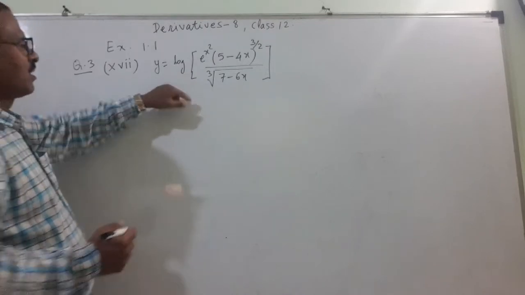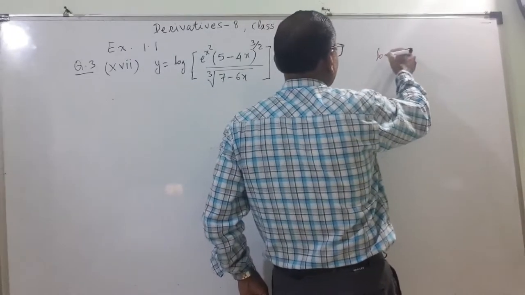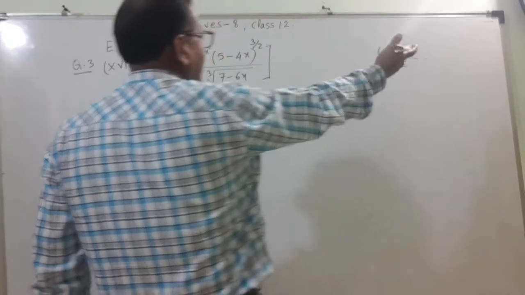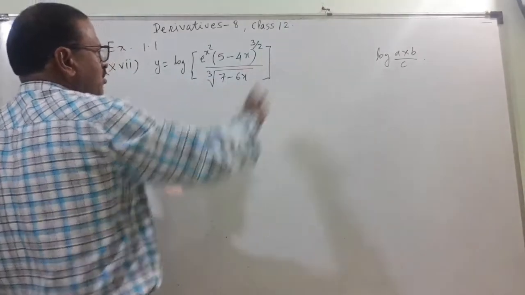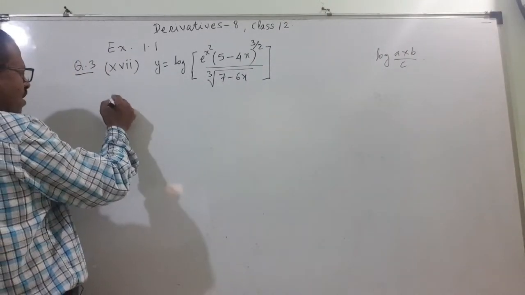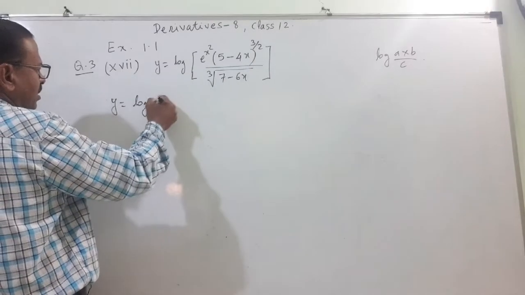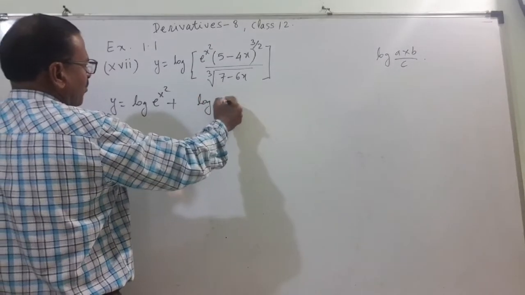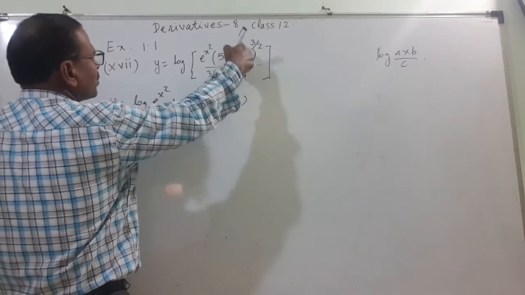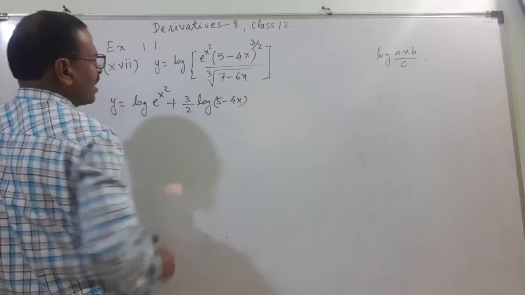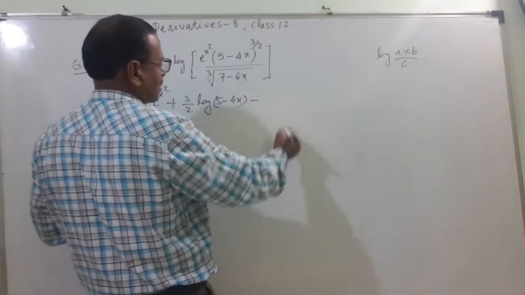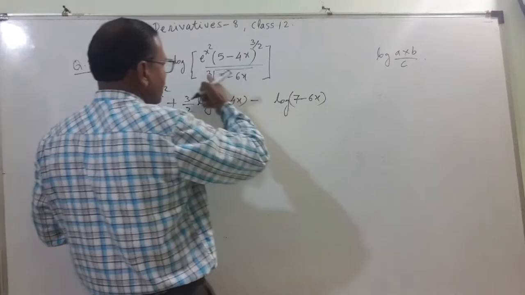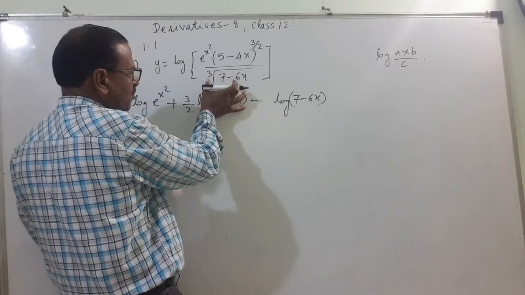As usual, log of a into b upon c, of that form we will use log a plus log b minus log c. That way we will write. So y is equal to log of e raised to x square plus log of (5 minus 4x) raised to 3 by 2. That means it will come here, and this is upon, so it will become minus log of (7 minus 6x) raised to 1 upon 3.